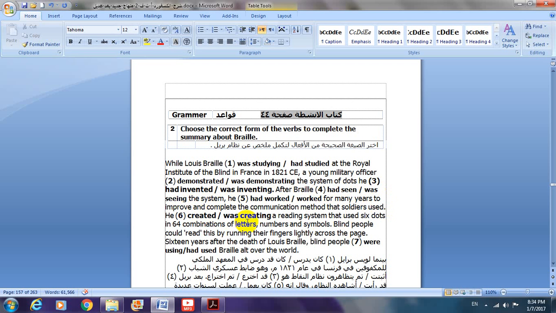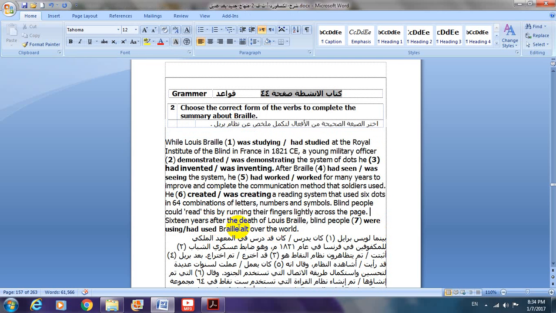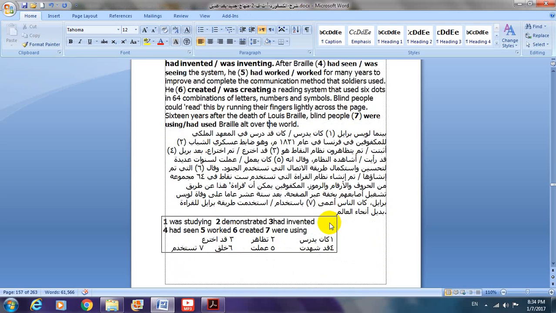He created a reading system that used 6 dots and 64 combinations of letters, numbers, and symbols. Blind people could read this by running their fingers slightly across the page. 16 years after the death of Louis Braille, blind people were using Braille all over the world.